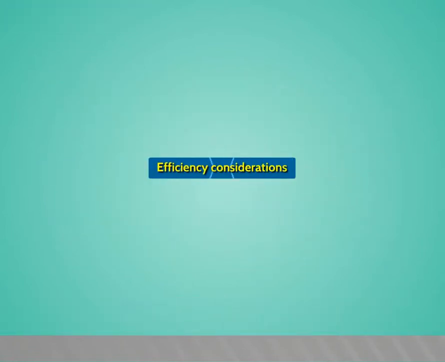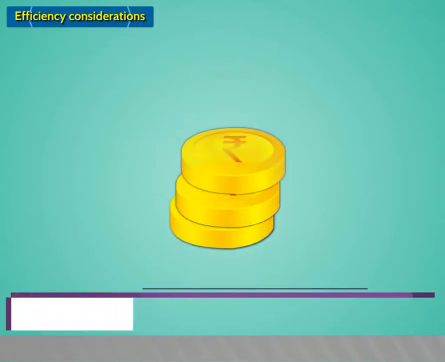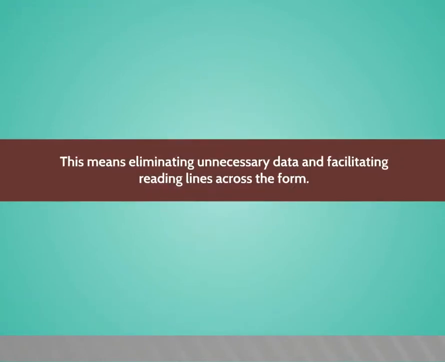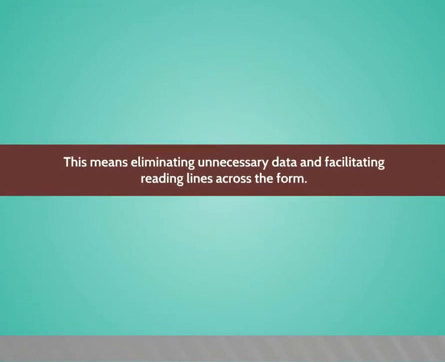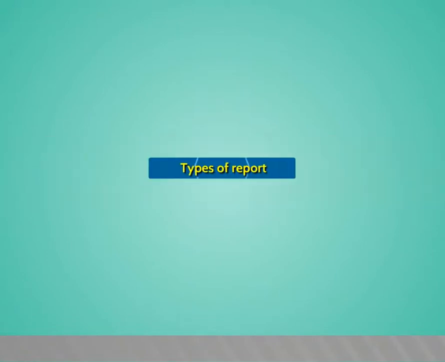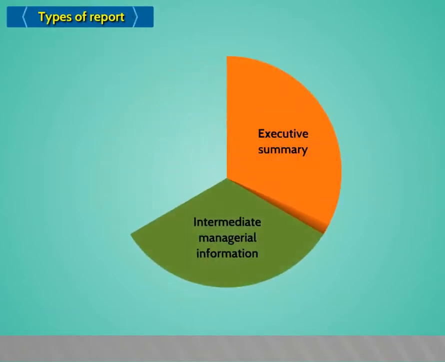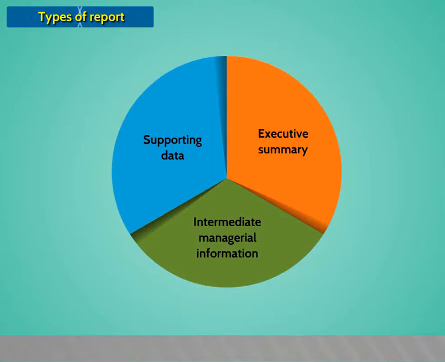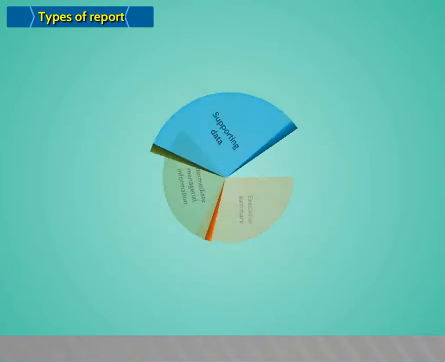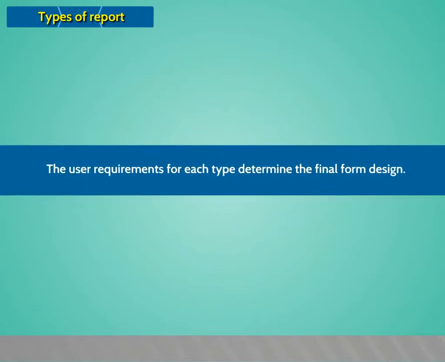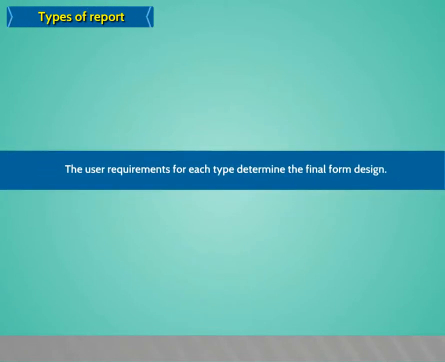Efficiency considerations. The form must be cost-effective. This means eliminating unnecessary data and facilitating reading lines across the form. Types of report: executive summary, intermediate managerial information, supporting data. The user requirements for each type determine the final form design.